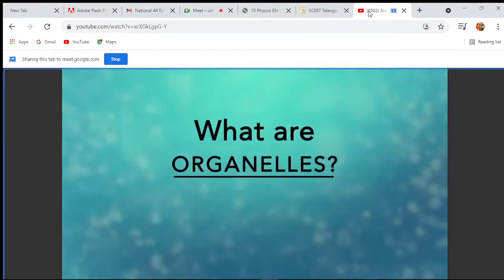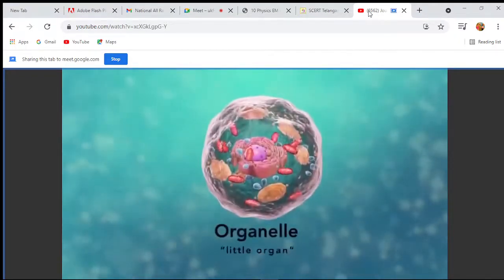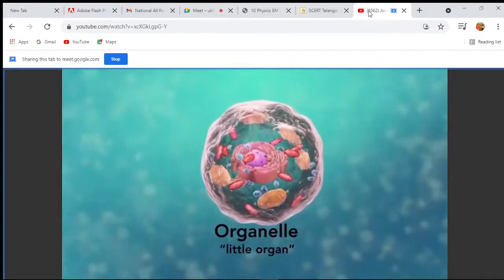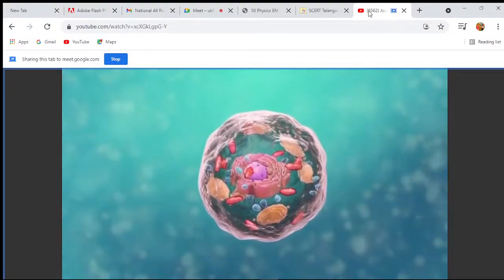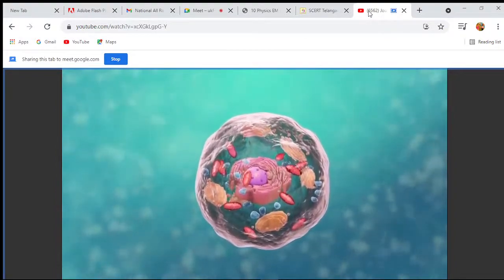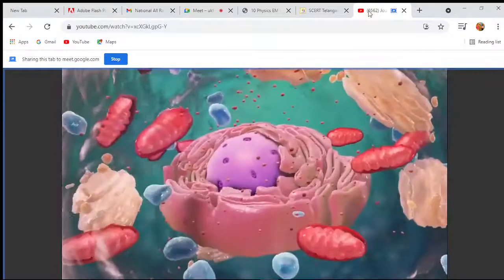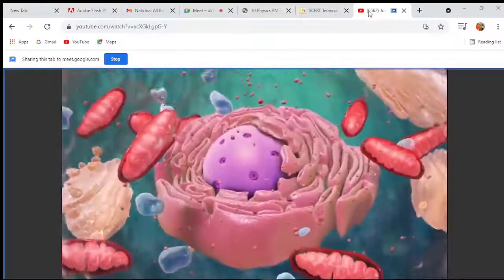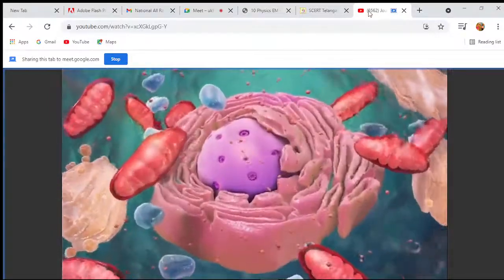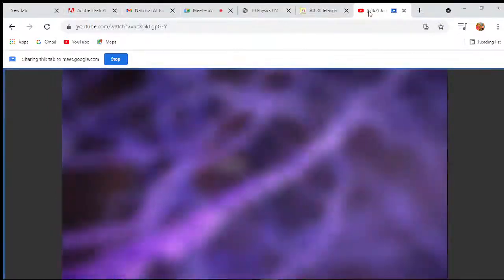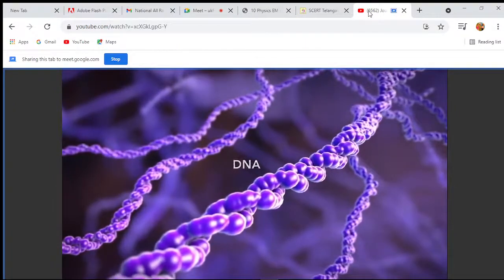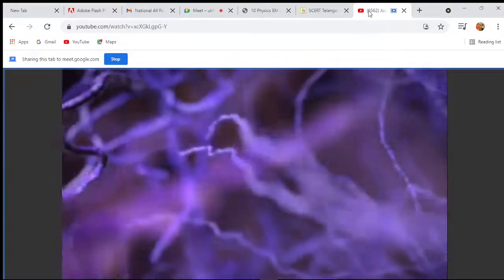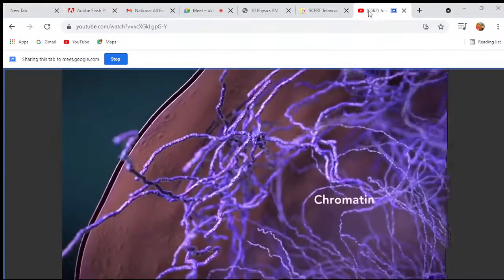So, what are organelles? Organelle means little organ. Organelles are the specialized parts of a cell that have unique jobs to perform. Let's start with the nucleus, the control center of the cell. The nucleus contains DNA, or genetic material. DNA dictates what the cell is going to do and how it's going to do it.